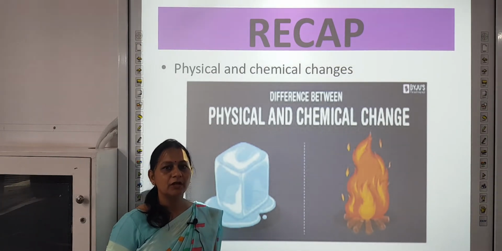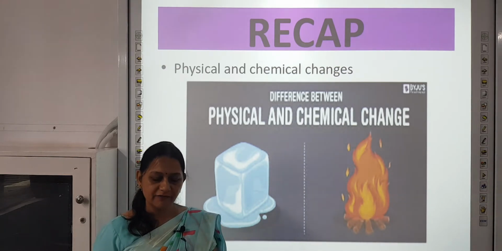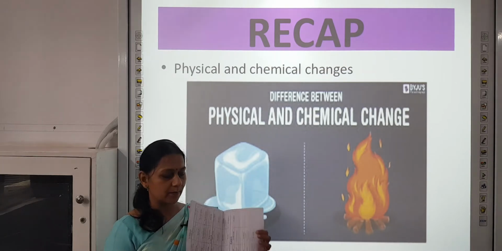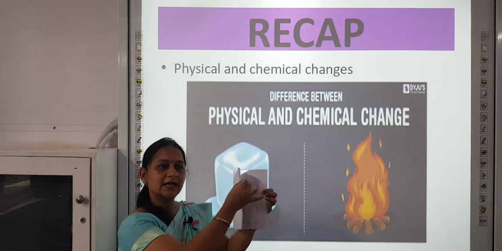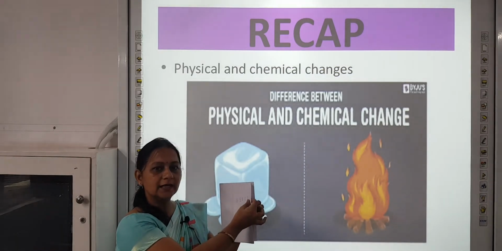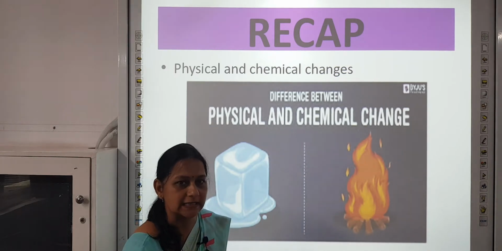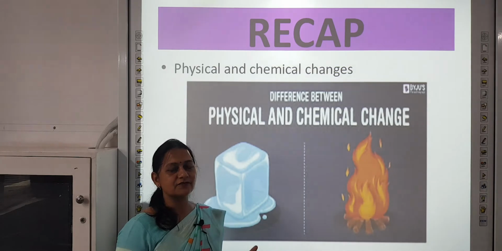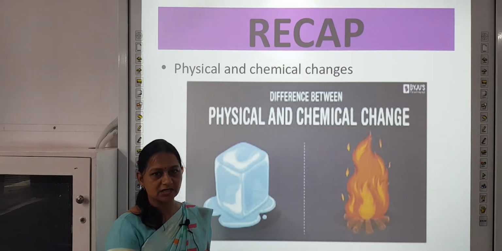For example, when you fold a paper, only the physical properties of the substance change. Like this paper, when you fold it, the folding of paper is a physical change because you can fold it and unfold it again. So, most of the physical changes are reversible and no new substance is formed in it, only the physical properties change.